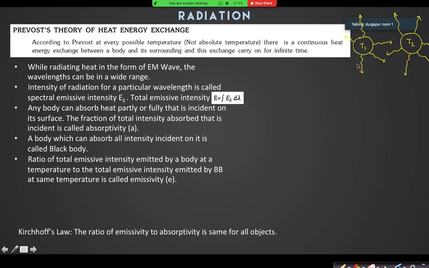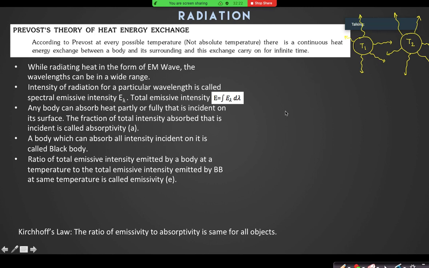So according to Prevost's theory, at every temperature other than absolute zero, there is a continuous heat energy exchange between the body and the surroundings, and this exchange carries on for infinite time. Infinite time means even if they attain thermal equilibrium and both temperatures are the same, this radiation will continue, but their rates will be the same.